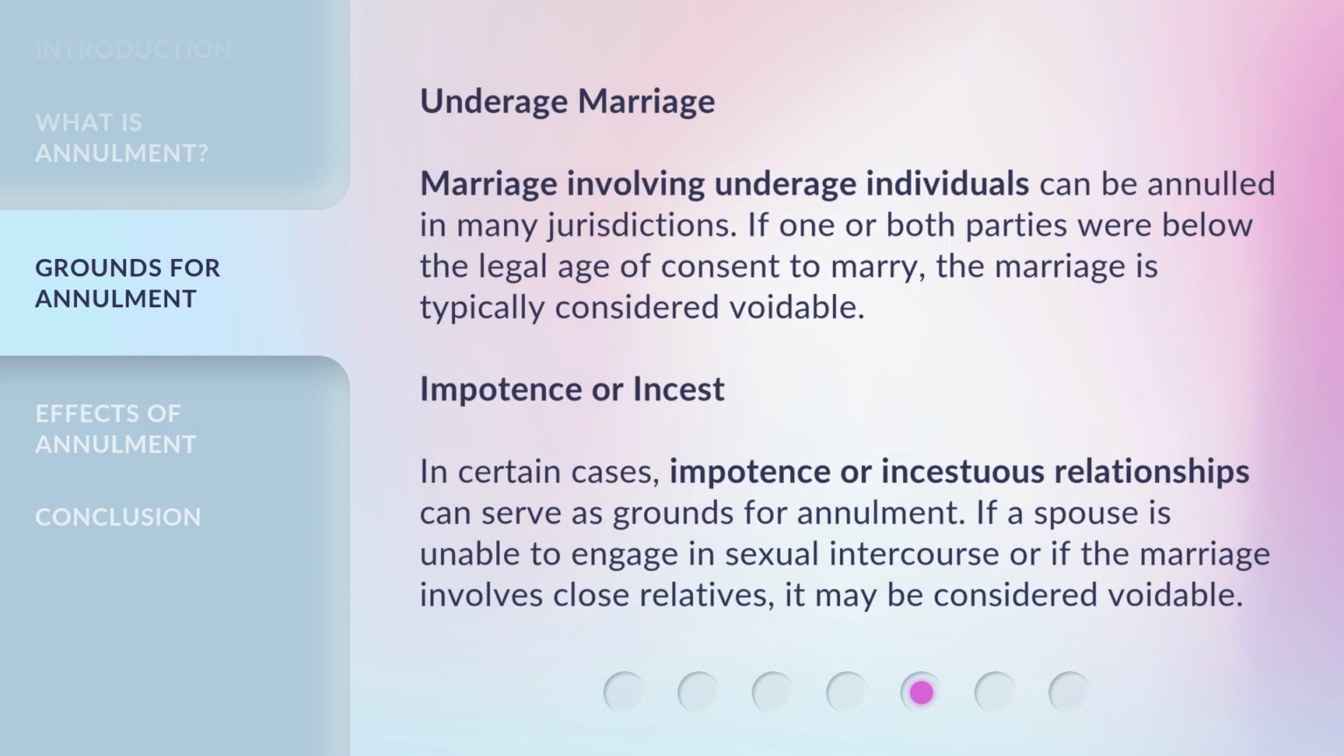Underage marriage. Marriage involving underage individuals can be annulled in many jurisdictions. If one or both parties were below the legal age of consent to marry, the marriage is typically considered voidable. Impotence or incest. In certain cases, impotence or incestuous relationships can serve as grounds for annulment. If a spouse is unable to engage in sexual intercourse or if the marriage involves close relatives, it may be considered voidable.